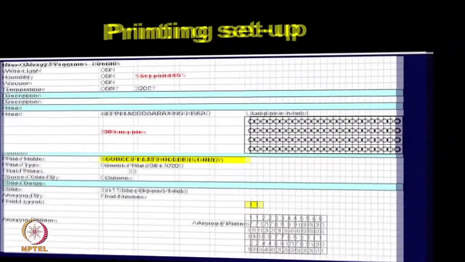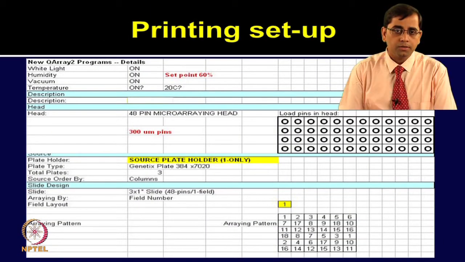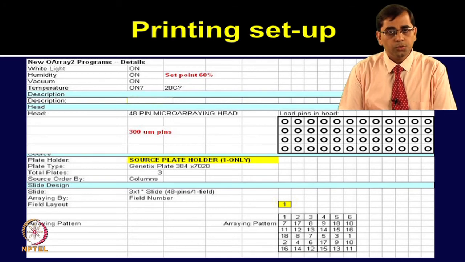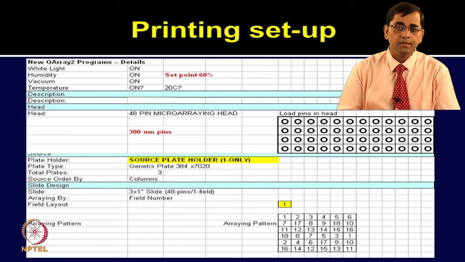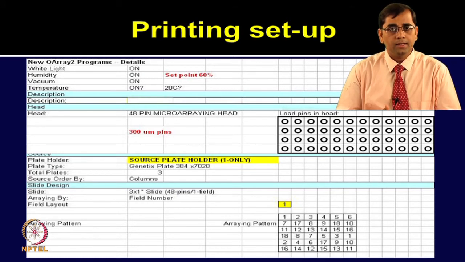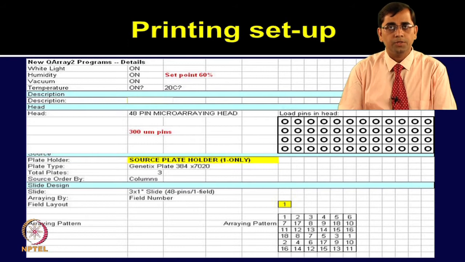You first need to define various parameters on the software. You need to define the type of pins you are going to use. For example, one can use 48 pins for printing several features simultaneously, or even go as low as 1 or 4 pins. These could be of different microns, usually ranging between 150 to 300 microns, depending on what kind of density you want to achieve on the chip.